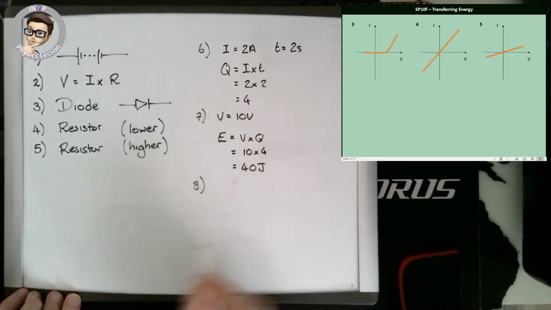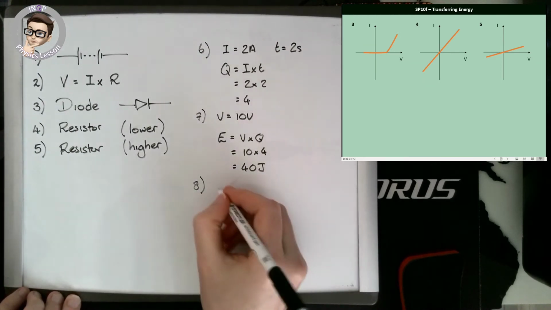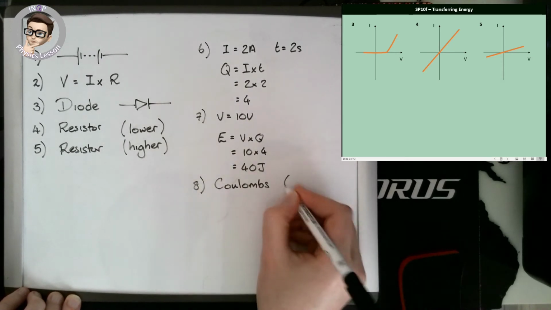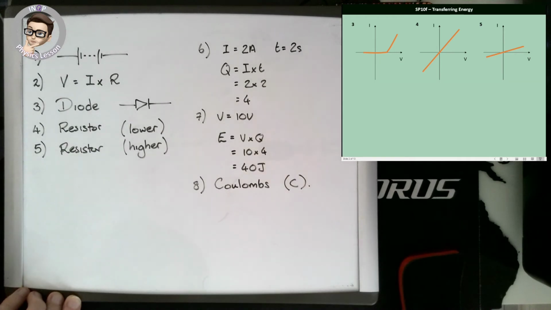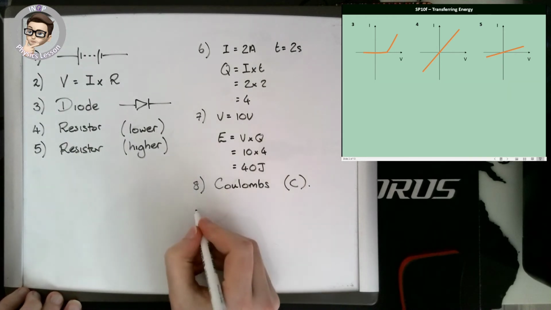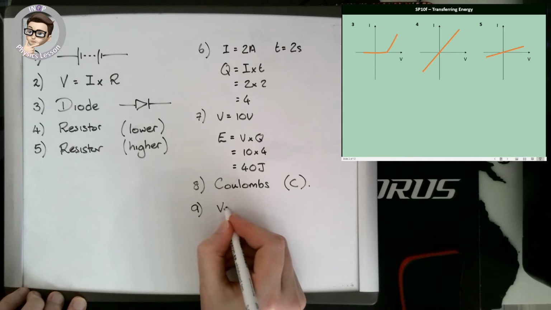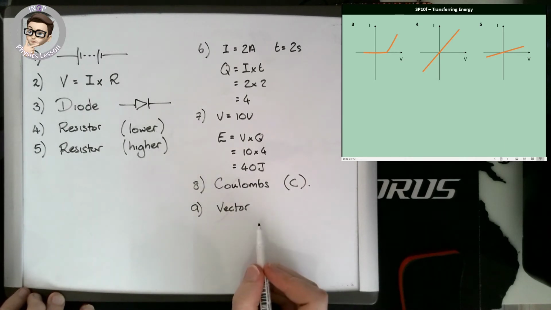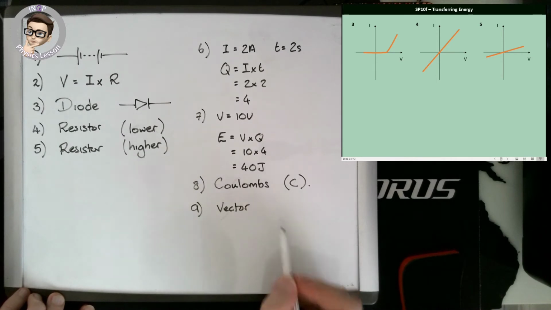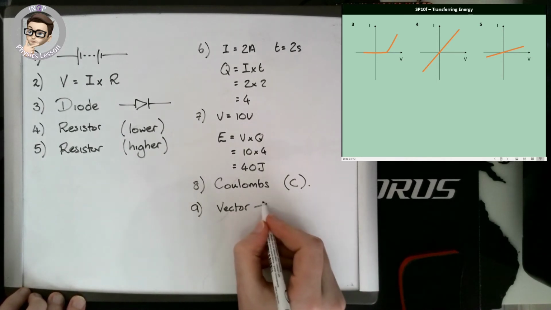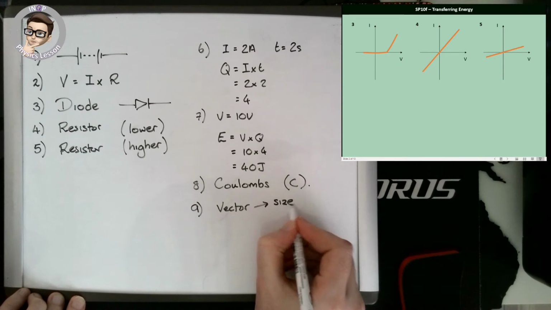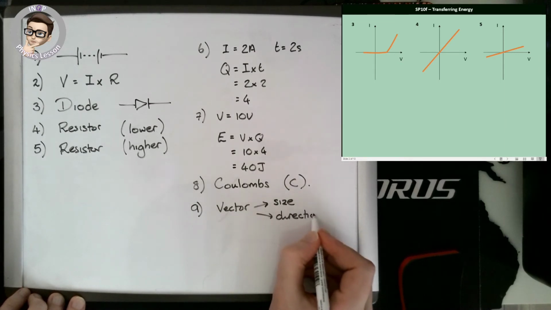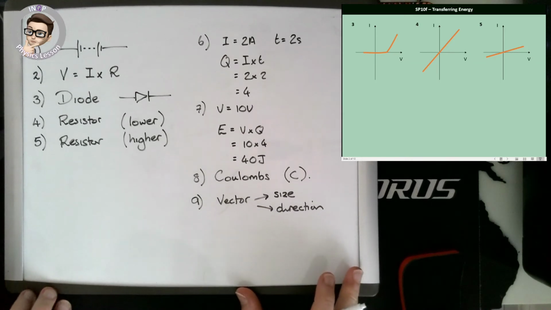Question 8. Q is measured in coulombs, capital C. Question 9, is velocity a vector or a scalar? It is a vector. Remember, the difference between a vector and a scalar is that a vector has a size and a direction, whereas a scalar just has a size. Okay, and so it matters which way your velocity is travelling.